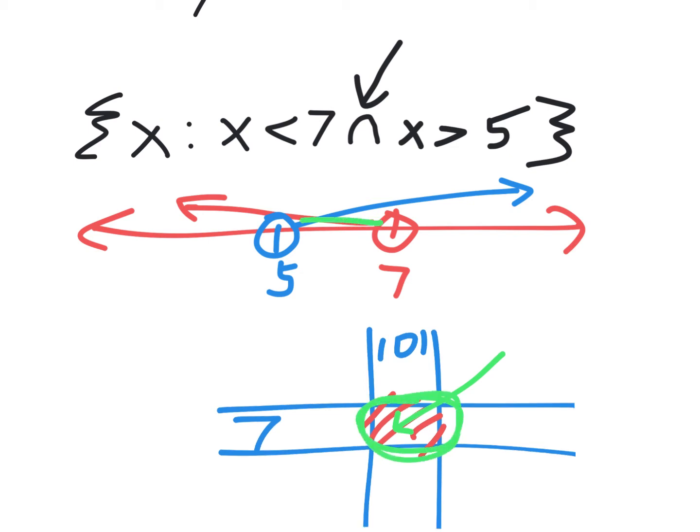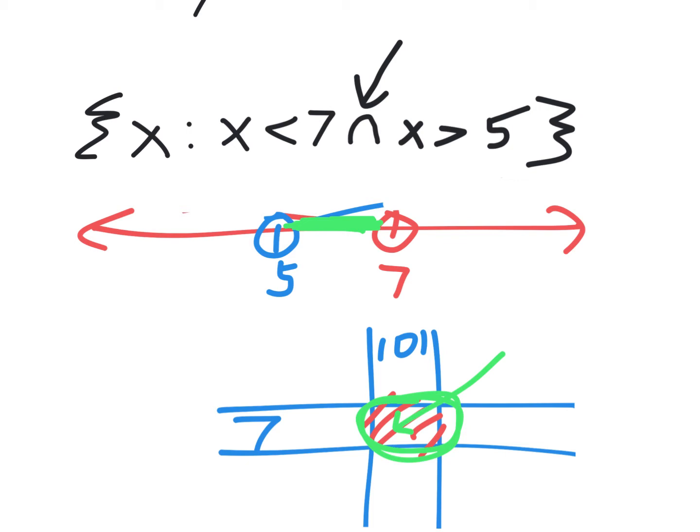So this is the part that's your answer. It's where they overlapped. And then to finish off your answer, you need to get rid of these parts. Your answer is only what's between the 5 and the 7. Does that make sense to you? Okay, that's an intersection. What if I had said union?